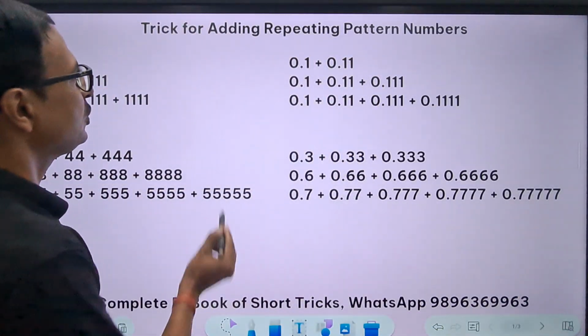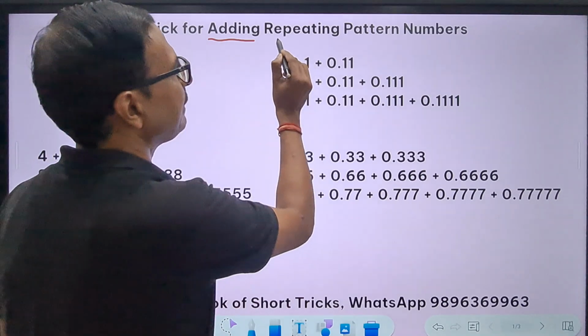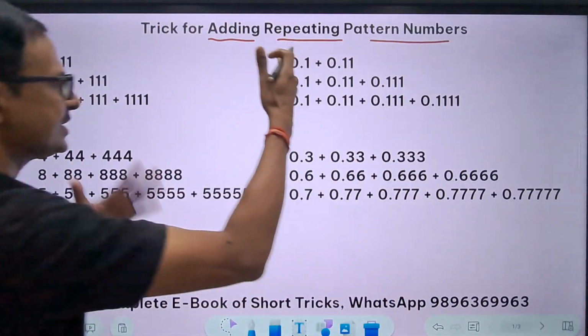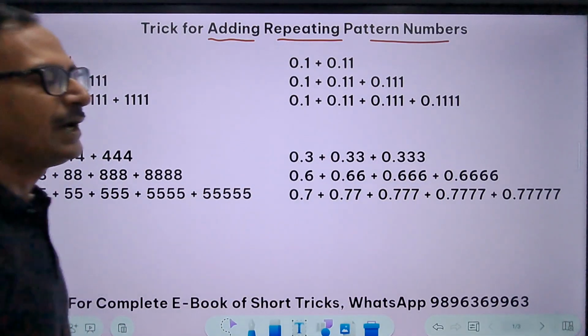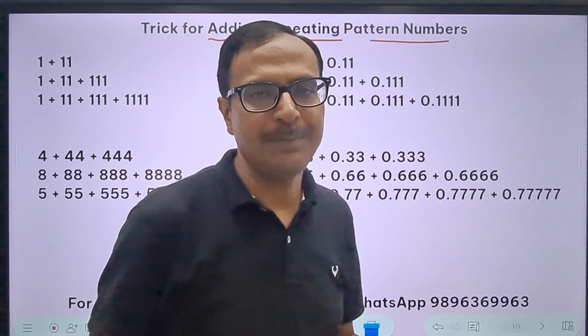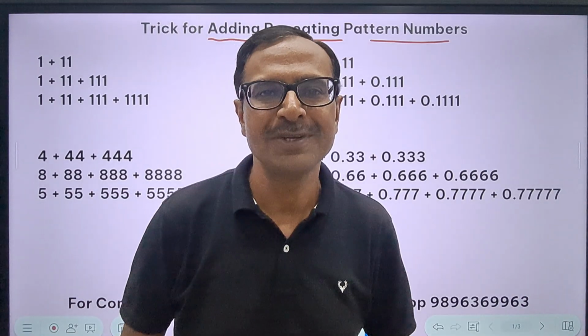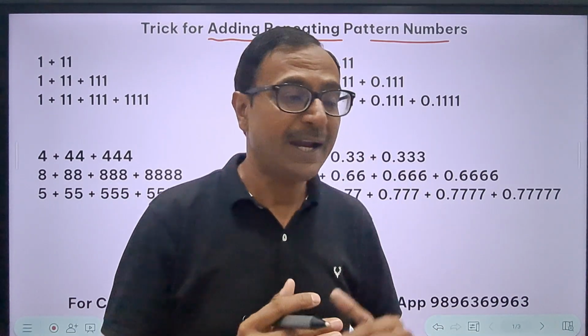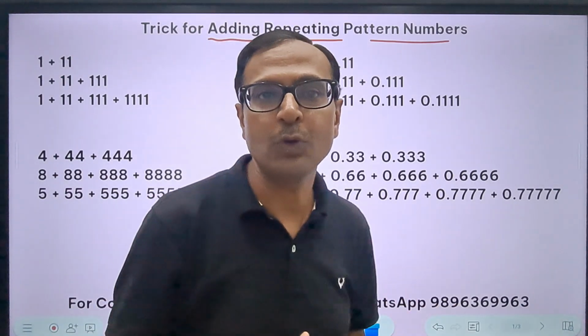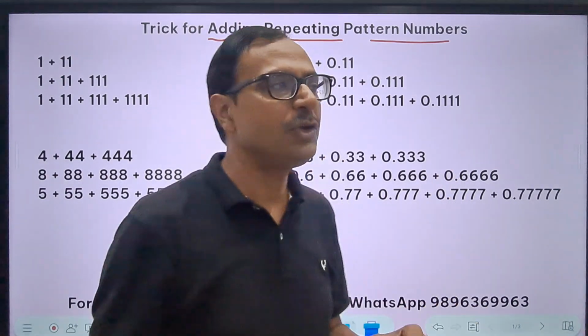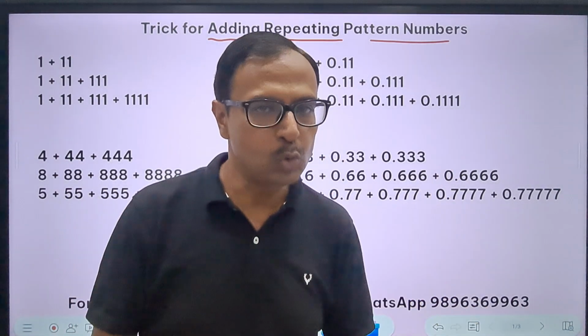Now suppose you need to add repeating pattern numbers, or you can see so many of the problems written here, and these are not going to take much time in getting solved. So I'll start with the very basic thing, and then we'll move on to some difficult calculations which will be simplified using these simple rules.